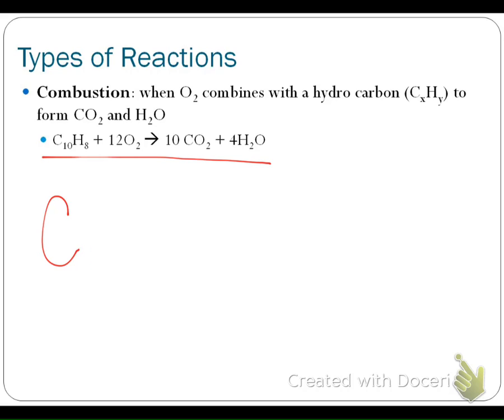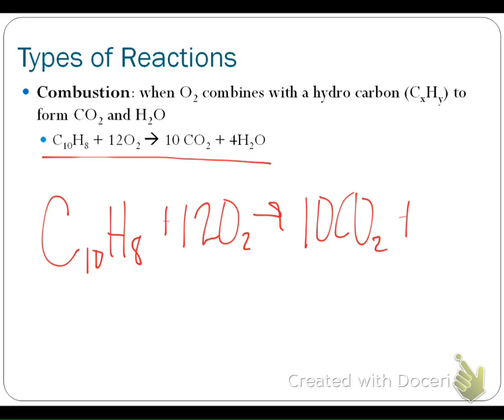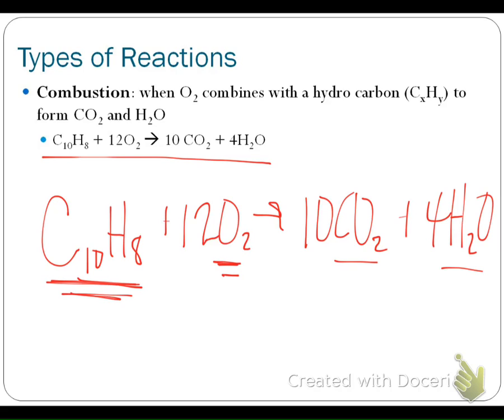C10H8 plus 12O2 will form 10CO2 and 4H2O. That would be an example of our combustion reaction. Here's our hydrocarbon. Here's our oxygen gas. It forms carbon dioxide and water. That's called a combustion reaction.